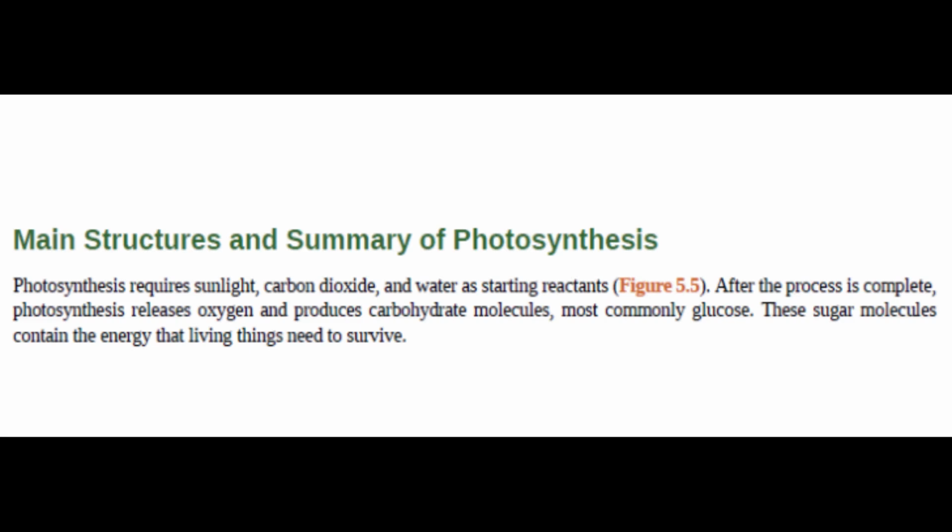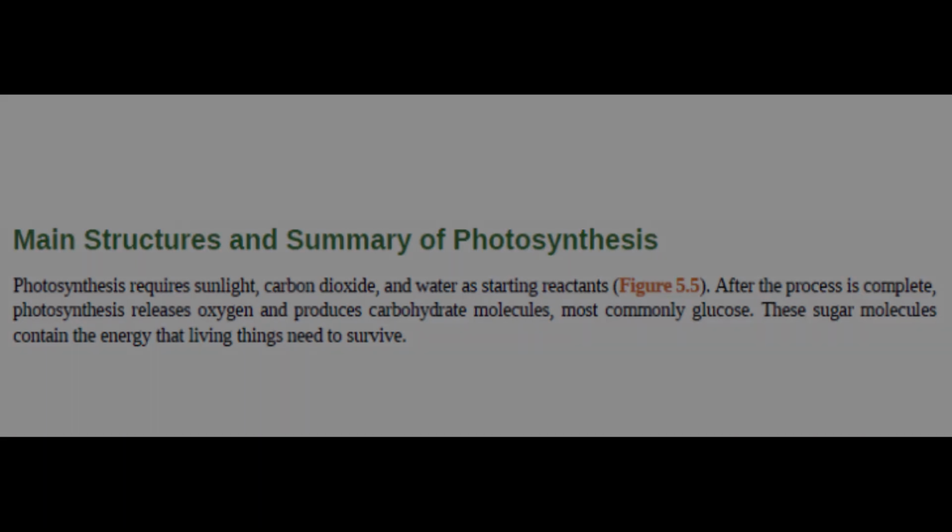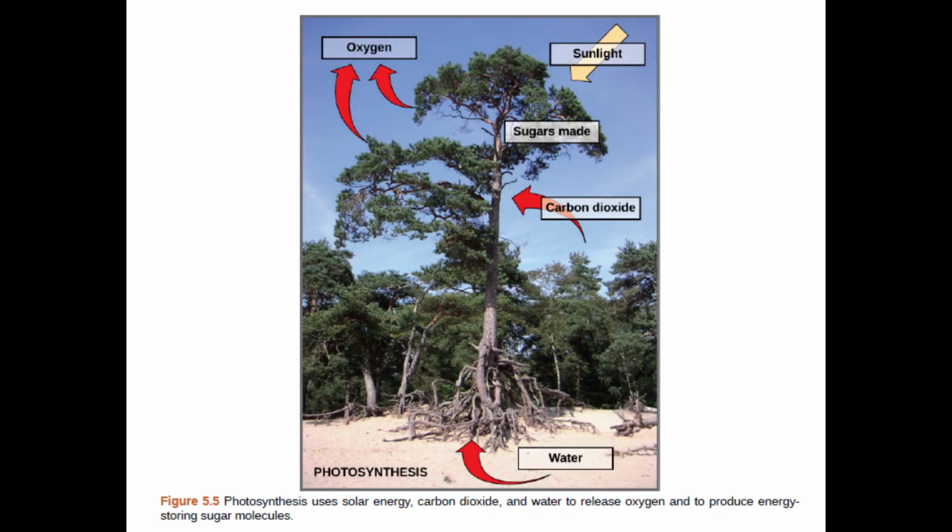Main structures and summary of photosynthesis. Photosynthesis requires sunlight, carbon dioxide, and water as starting reactants. After the process is complete, photosynthesis releases oxygen and produces carbohydrate molecules, most commonly glucose. These sugar molecules contain the energy that living things need to survive. Figure 5.5. Photosynthesis uses solar energy, carbon dioxide, and water to release oxygen and to produce energy-storing sugar molecules.